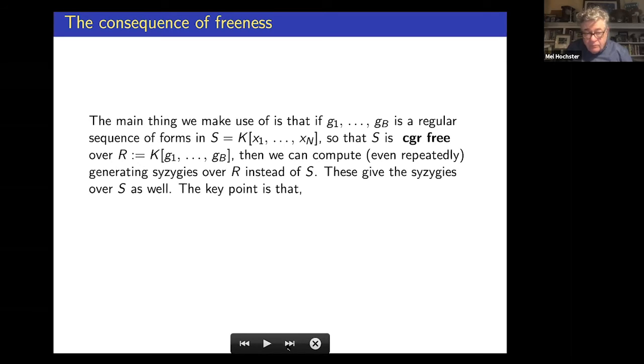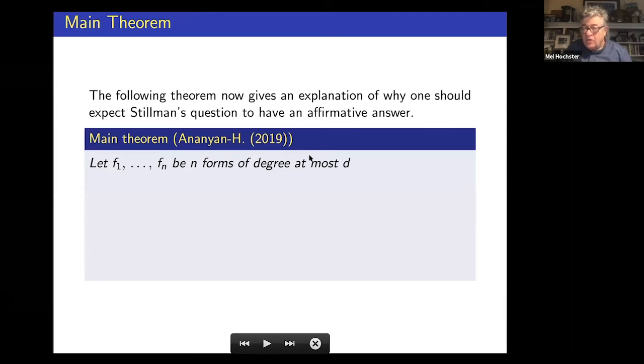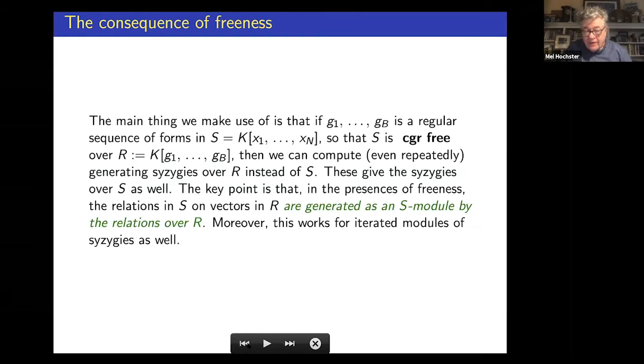So in the presence of freeness, the relations in S on vectors in R are generated as an S module by the relations over R. So you don't have to worry about S at all. You can work with a smaller polynomial ring. And this works for iterated modules of syzygies as well. So getting to a smaller polynomial ring is the key to this proof. That implies the theorem. And you get a bound from this of capital C from this bound of capital B that I've been talking about.